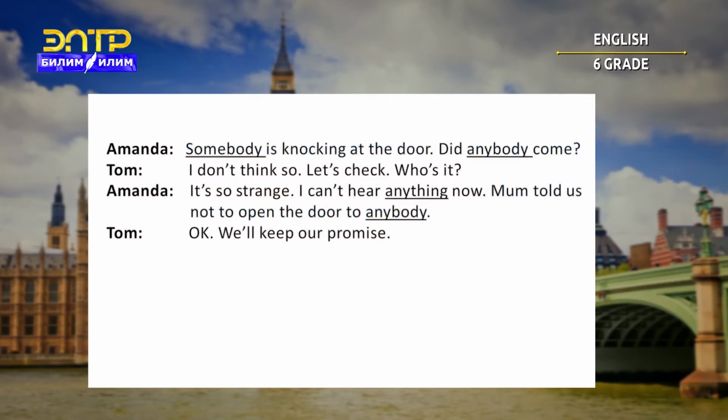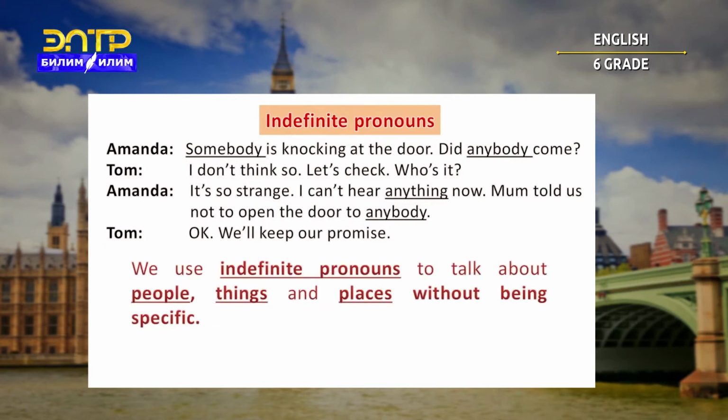Look at the underlined words in the dialogue. Somebody, anybody, anything. These words are indefinite pronouns. We use indefinite pronouns to talk about people, things, or places without being specific.